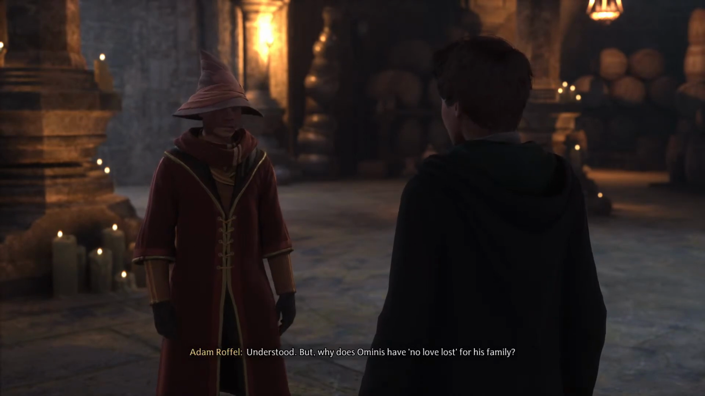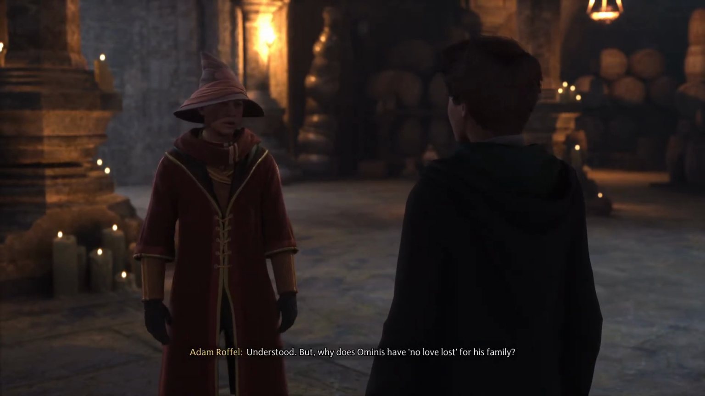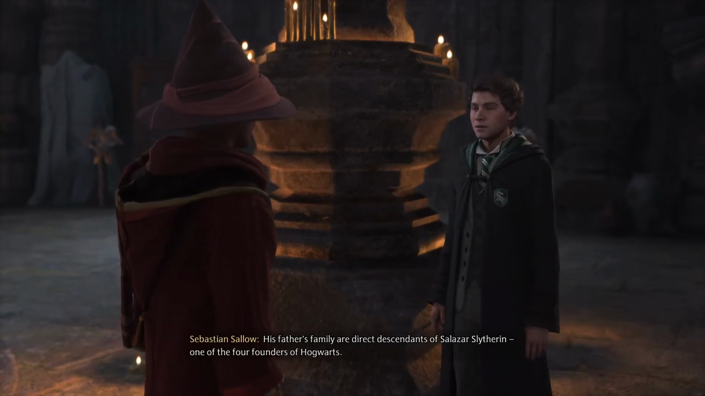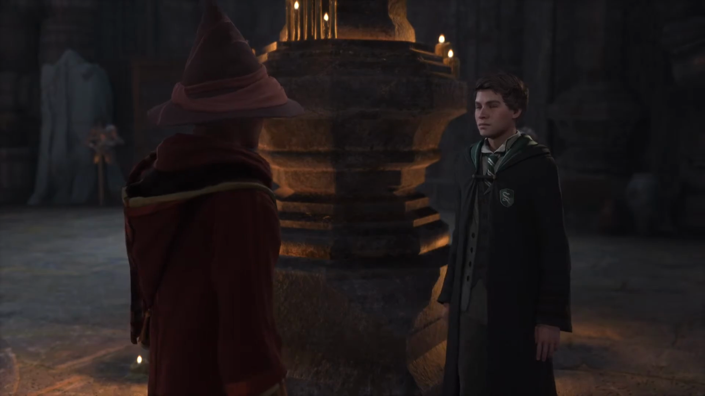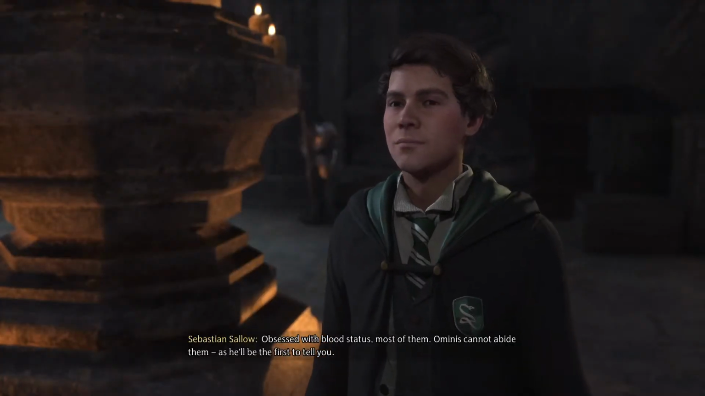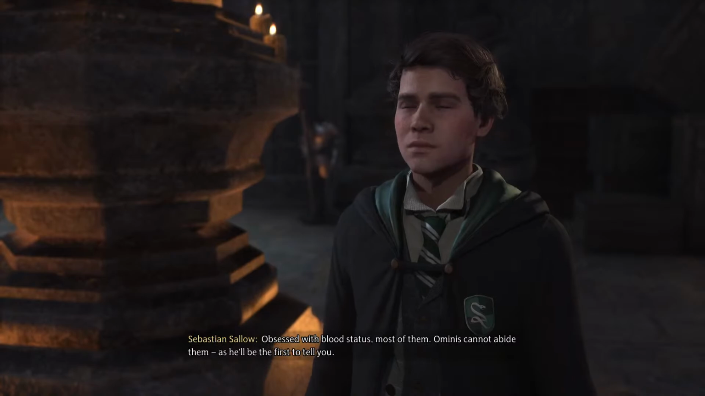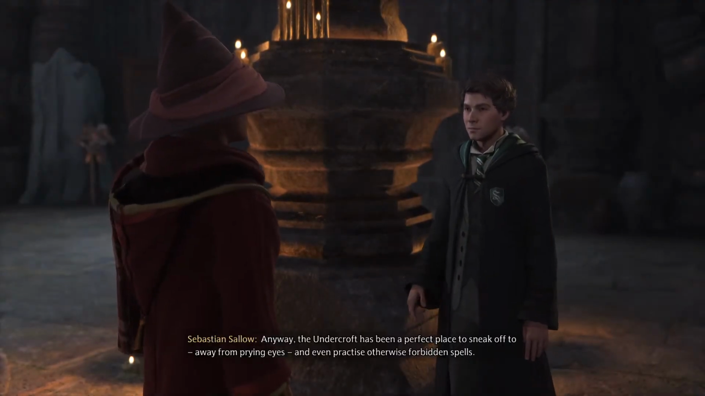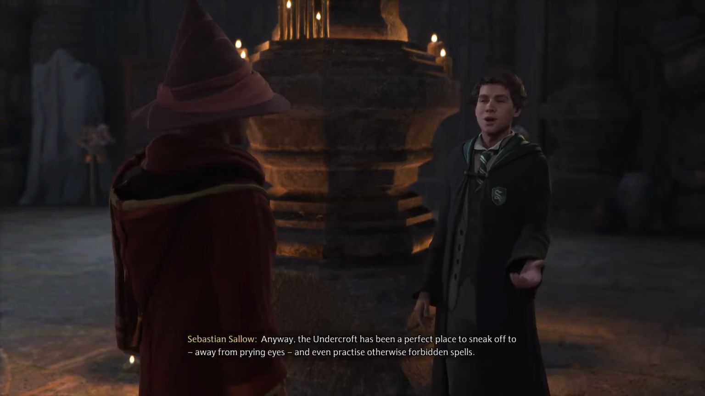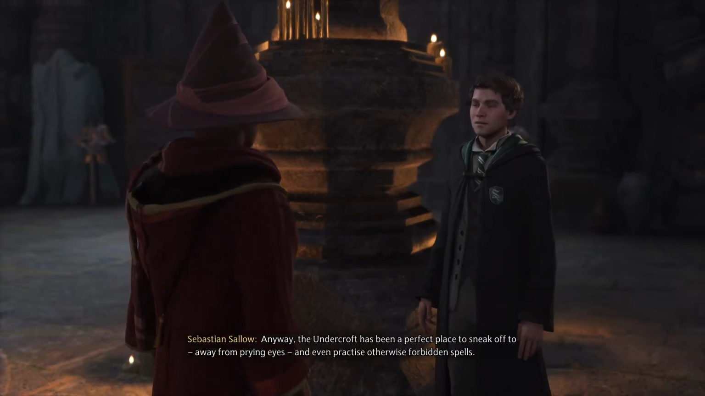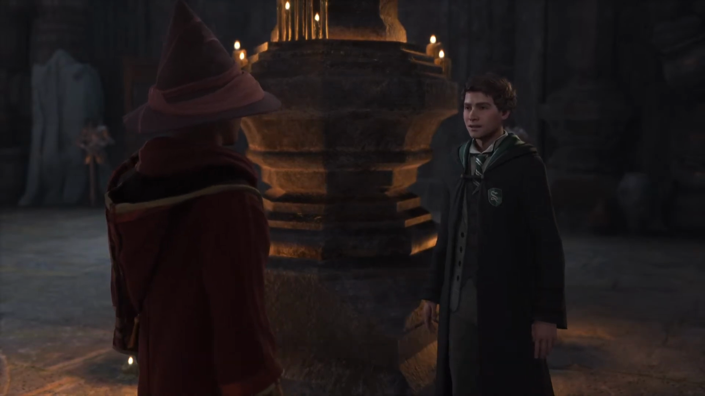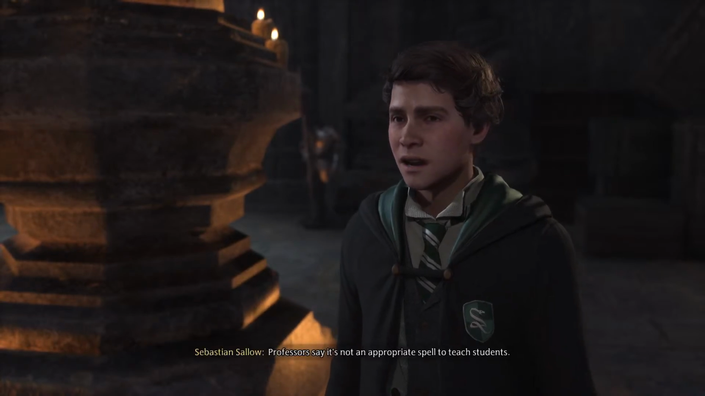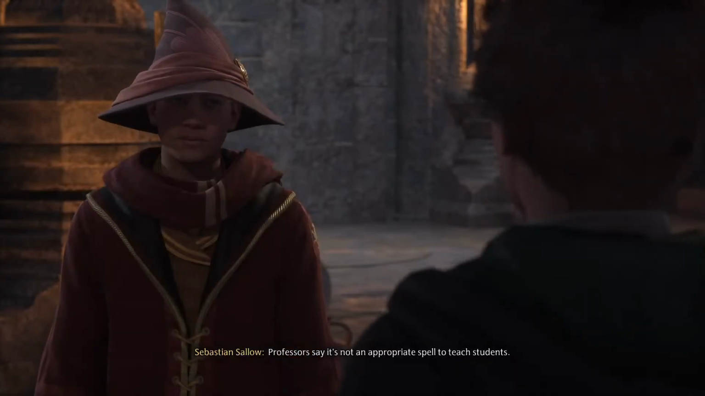Understood. But why does Ominous have no love lost for his family? His father's family are direct descendants of Salazar Slytherin, one of the 4 founders of Hogwarts. Obsessed with blood status, most of them. Ominous cannot abide them, as he'll be the first to tell you. Anyway, the Undercroft has been a perfect place to sneak off to, away from prying eyes, and even practice otherwise forbidden spells. Really? Like what? Like the blasting curse. Professors say it's not an appropriate spell to teach students.